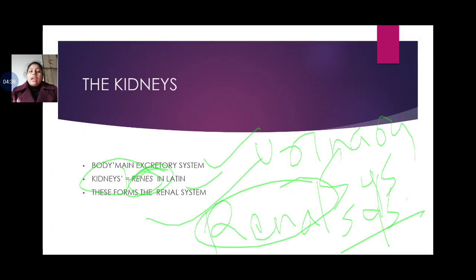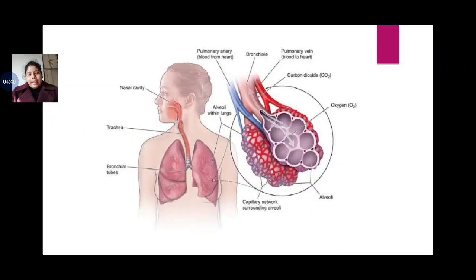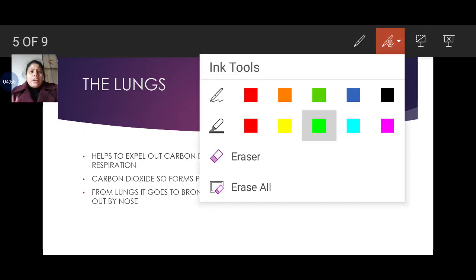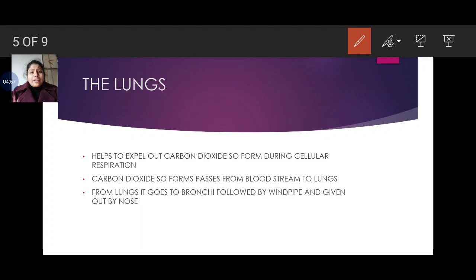Now moving on to the next, the lungs. First let's see what the lungs do. Lungs help us to expel the carbon dioxide formed during cellular respiration. Now what is cellular respiration? It is quite a new term to you all, but how to understand it?